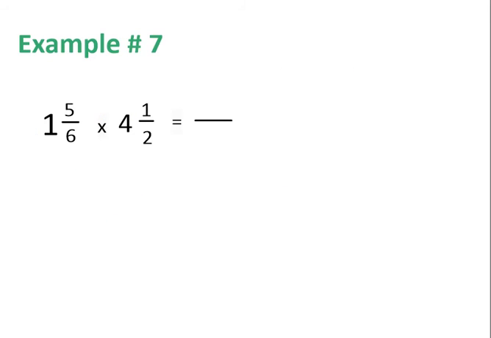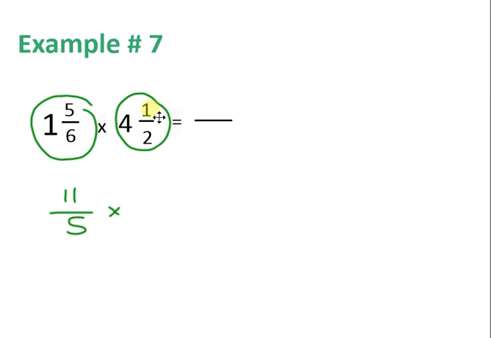All right, next one. Okay, so we have 1 and 5/6. So 6 times 1 is 6, plus 5 is 11 over 6, times 4 and 1/2. 2 times 4 is 8, plus 1 is 9 over 2. Okay, now let's go ahead and multiply straight across. 11 times 9, 99. 5 times 2 is 10. This is another guy that cannot simplify.